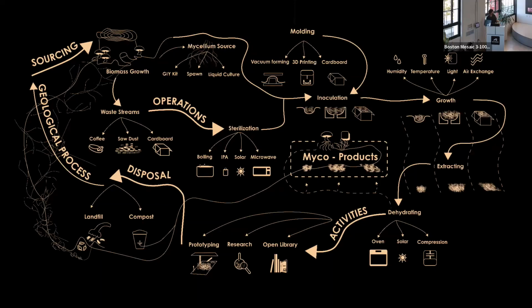And from there, looking at inoculation, which is mixing the mycelium with the waste. We used coffee and sawdust, both as waste streams. Different conditions, usually around 60-70% humidity and around 60-70 degrees Fahrenheit. Partial light is ideal. It needs a little bit of light so it knows the day-night cycle, and enough airflow for it to grow.